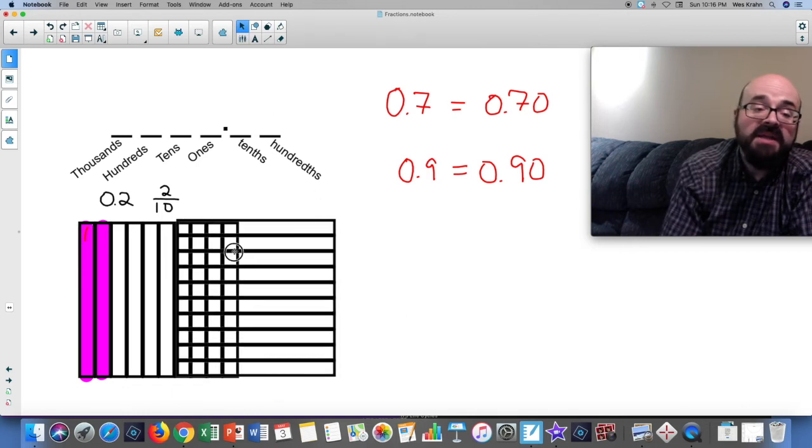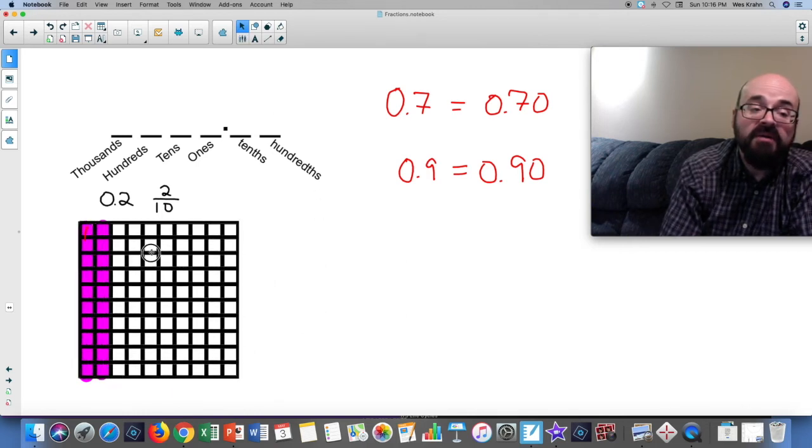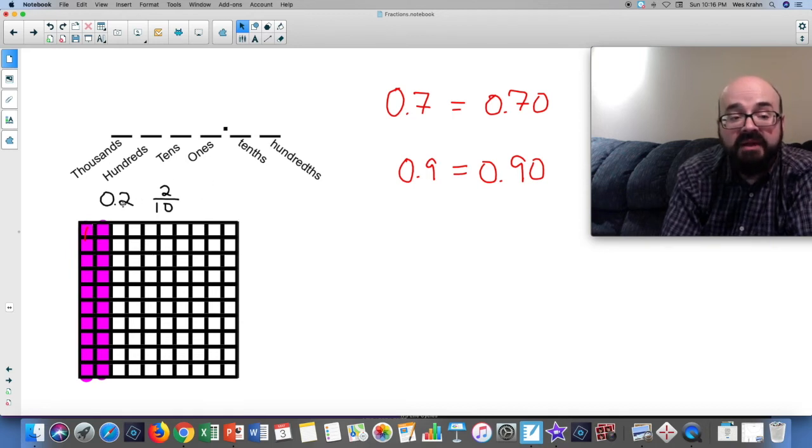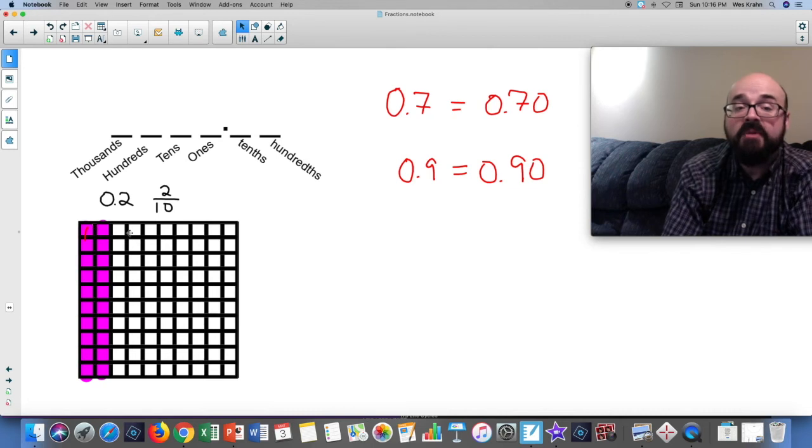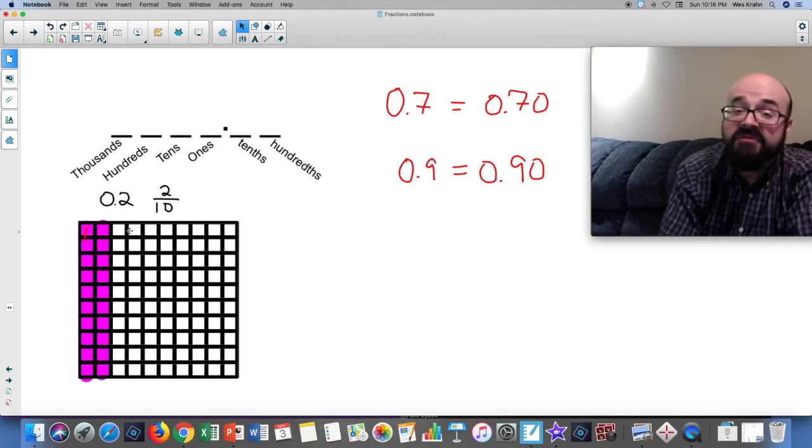But if I slide this grid over, what would it be then? Well, it could be these, because those are still true. Out of these 10 columns, 2 of them are filled in. So 2 tenths are still filled in.